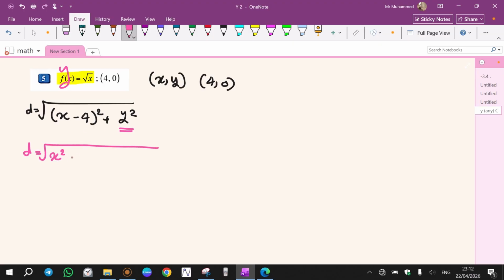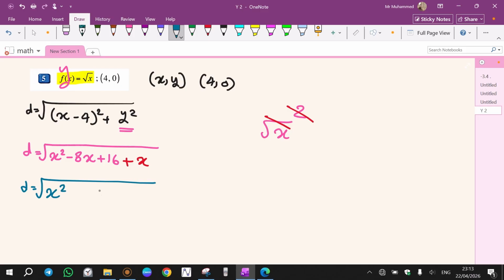expand this bracket: x squared, first times second, negative 4x times 2, negative 8x, plus 16. And on the side, we will get radical x to the power 2. Radical and power 2 cancel out each other. What's remaining is only x. Simplified, x squared, negative 8x plus x is negative 7x, plus 16. Now take the derivative of the inside, 2x minus 7 equal to 0, x equals 7 over 2.